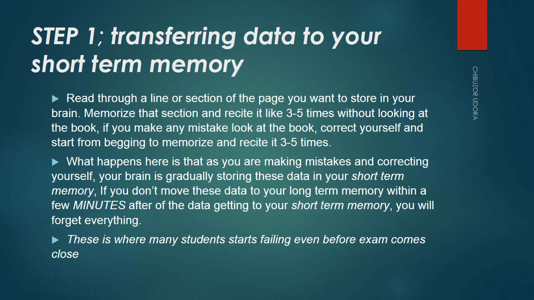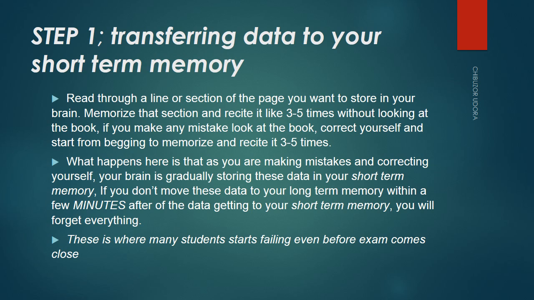When you are done memorizing it 3 to 5 times, what happens is that as you are making mistakes and correcting yourself, your brain is gradually storing this data in your short-term memory. Those corrections and everything else you are reading, your brain is gradually storing in your short-term memory. If you don't move this data to your long-term memory, within a few minutes of the data getting to your short-term memory, you will forget everything. And you see, this is where many students start failing even before the exam comes close.